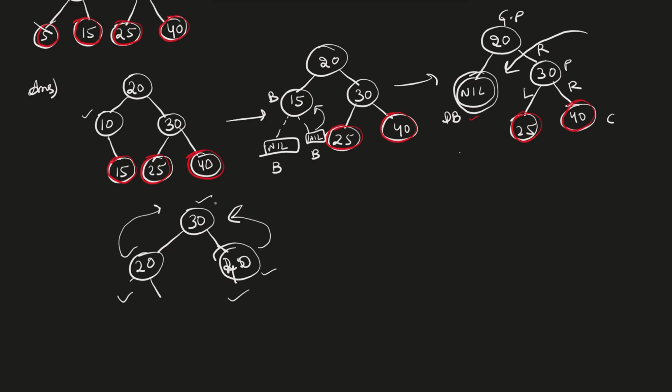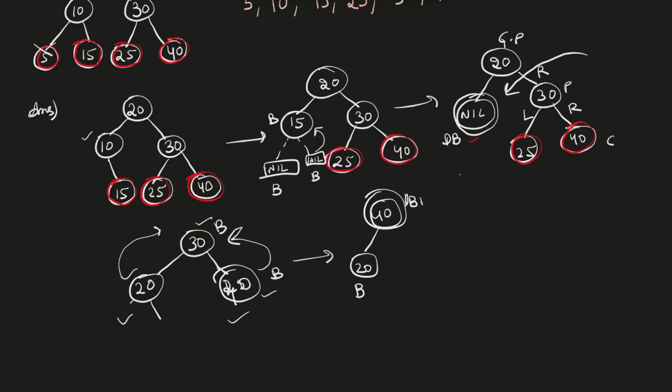Then what would happen? Since both of them are black, this would give a condition of double black. So this would turn out to be 40 with double black, and then left of 40 is 20 with black color. Okay. So now to remove this double black, we can remove it directly, because as I said, if double black is in the root node, then we can directly delete this double black and it would become a normal black. So now this would turn out to be 40 and 20.